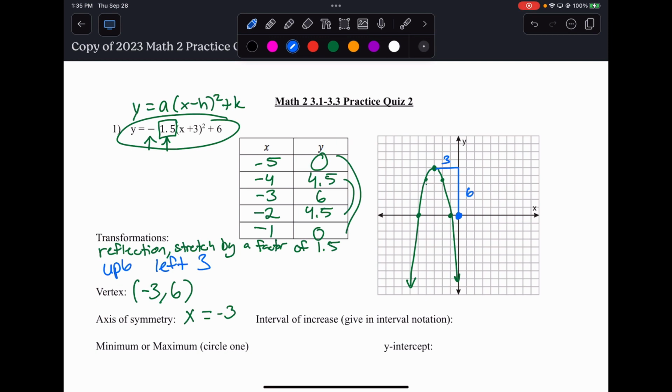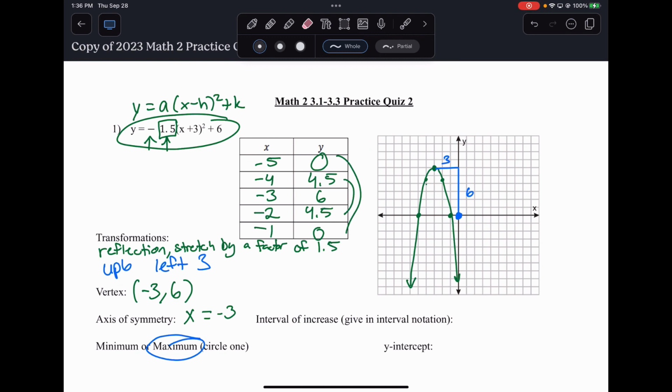Now, for the minimum or maximum, you just have to look: is it going up like a cup or down like a frown? When it's down like a frown, which this one is, you just look: does it have a high point or a low point? Well, when it's down like a frown, you're going to have a high point, which means you have a maximum. I'm not asking for the actual value of the maximum. I'm just asking, does it have a minimum or a maximum?